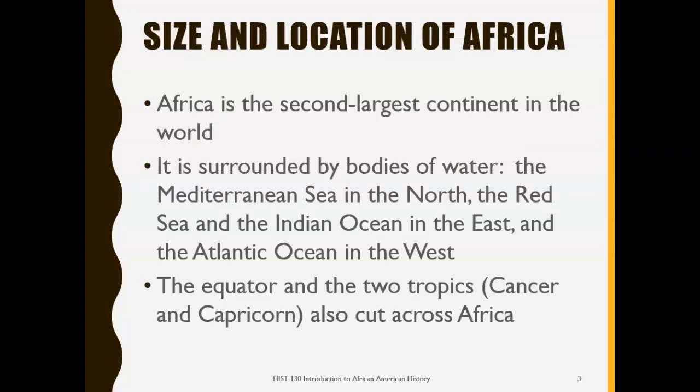First of all, with regard to its size and location, Africa is a huge continent. It is actually the second largest continent in the world, just after Asia. It is surrounded by bodies of water. In the north, you have the Mediterranean Sea. In the west, you have the Atlantic Ocean. And in the east, you have the Red Sea as well as the Indian Ocean. The equator and the two tropics, Tropic of Cancer as well as the Tropic of Capricorn, also cut across Africa.